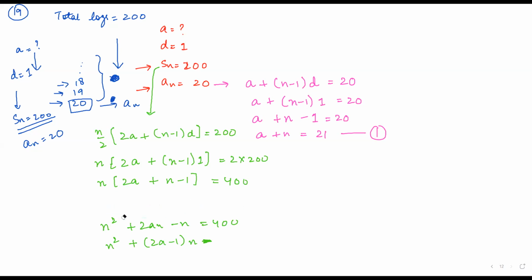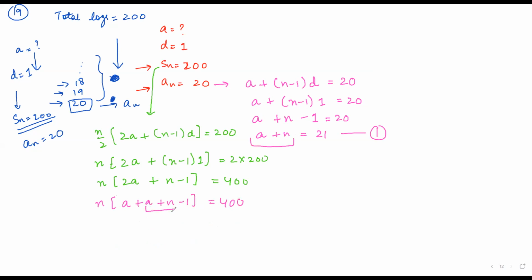Let us make it a bit simpler, otherwise it will be complicated. So after this, I'll write n into, can I just break this 2a as a plus a? No problem. So that I can put this value of a plus n here. Understood? So n into a plus n, I'm writing 21 minus 1 is equal to 400. See, it has become much simpler now, right? So n into a plus 20 is equal to 400.